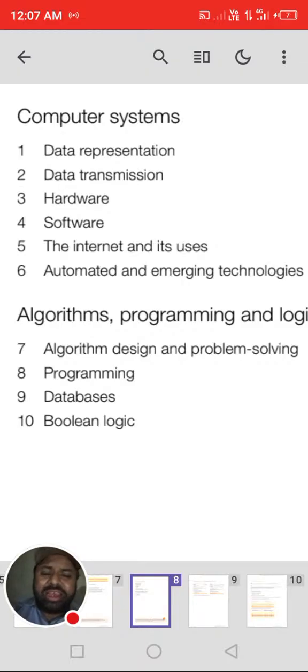Second, in the computer system concept, is data transmission. Yes, how data is communicated from source to destination through different nodes, and we will tackle all those concepts which are mandatory for this course.